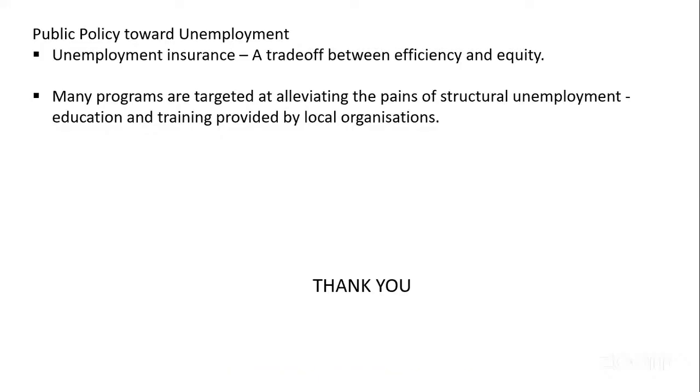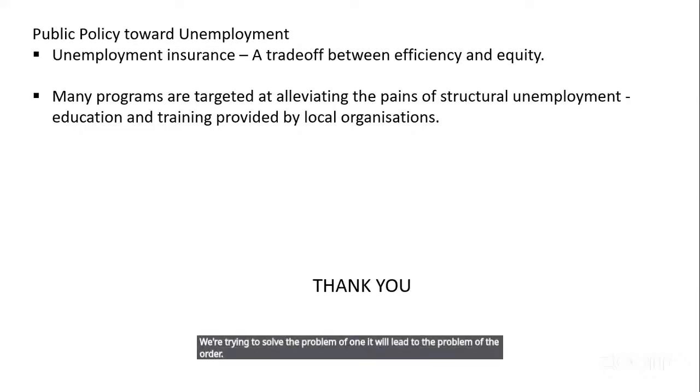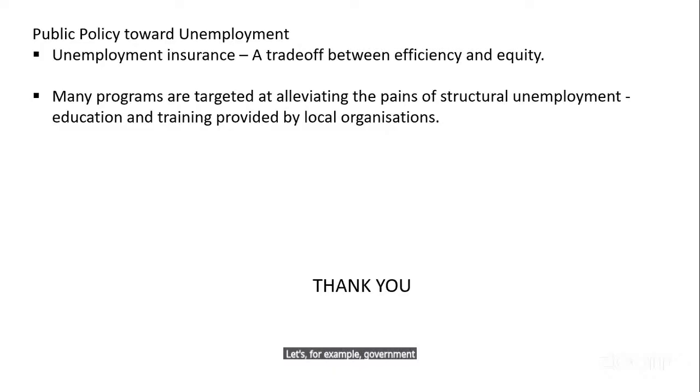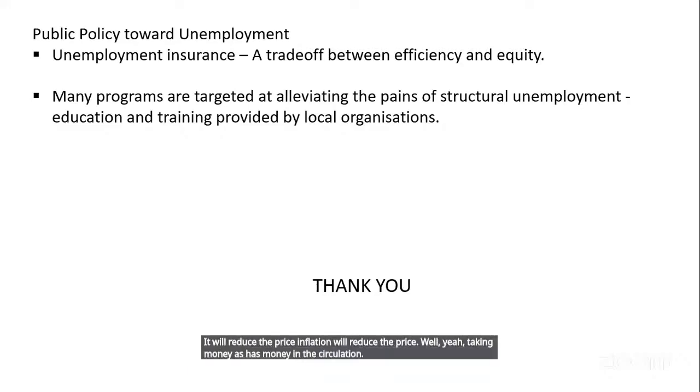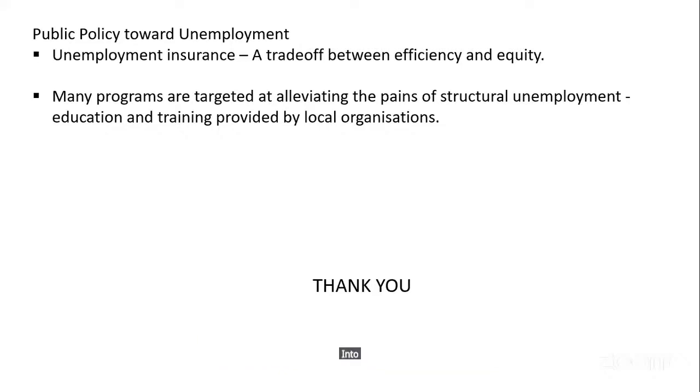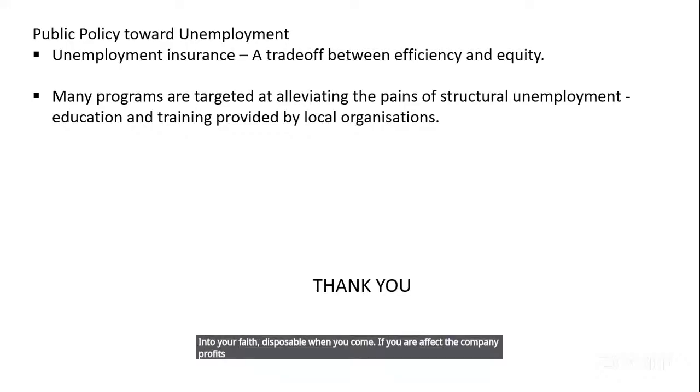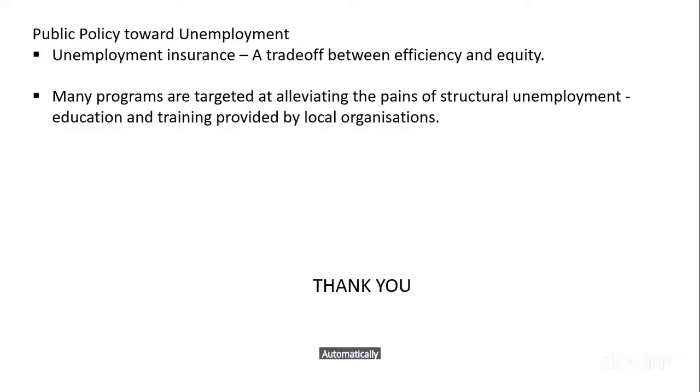While trying to solve the problem of one, it will lead to the problem of the other. Let's say, for example, government want to reduce inflation rates to a minimal level. How to control inflation rate, you all know, by taking excess money out of circulation, it will reduce the price. Inflation will be reduced. When you are taking excess money out of circulation, it will affect your disposable income. It will affect the company profits. It will affect so many things. Automatically, it will lead to reduction in aggregate demand.